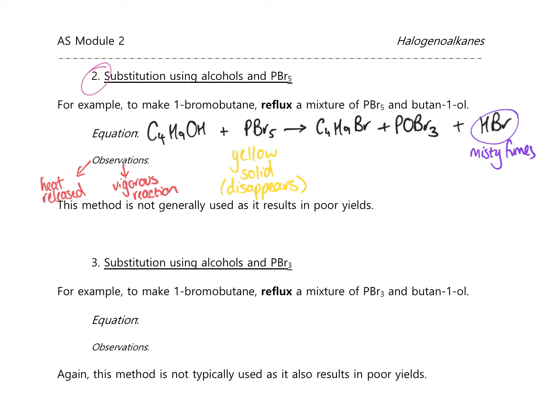Phosphorus pentabromide is quite harmful, so we have to use it in the fume cupboard. But this is a vigorous reaction, so we only use small amounts of it, and it does lead to a poor yield, so we don't often make halogenoalkanes this way.